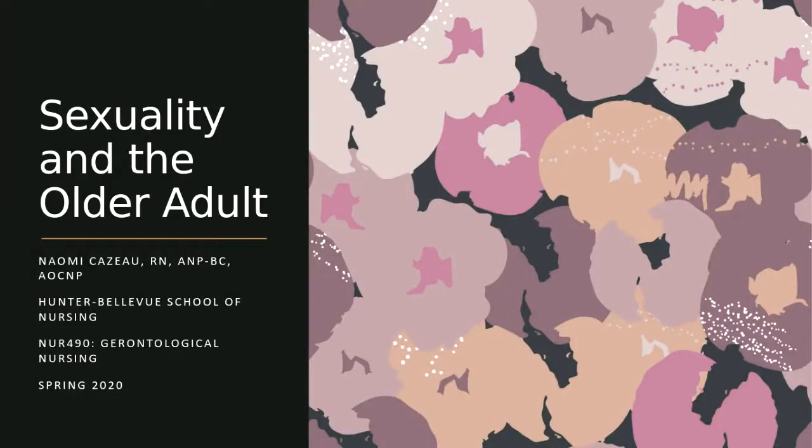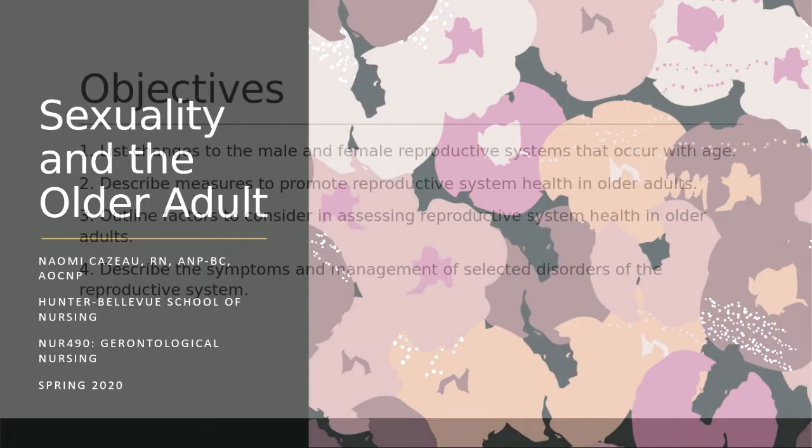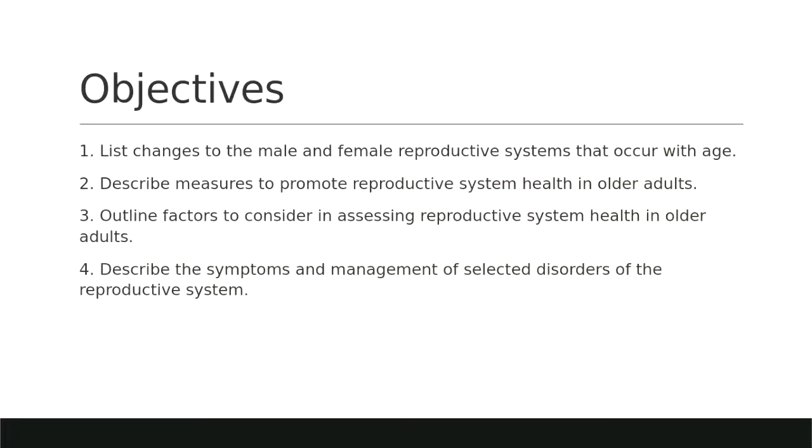All right, so let's get started. So, sexuality in the older adult. The objectives for today will list changes to the male and female reproductive system that occur with age. We'll describe measures to promote reproductive system health in older adults. Outline factors to consider in assessing reproductive system health in older adults, and describe the symptoms and management of selected disorders of the reproductive system.